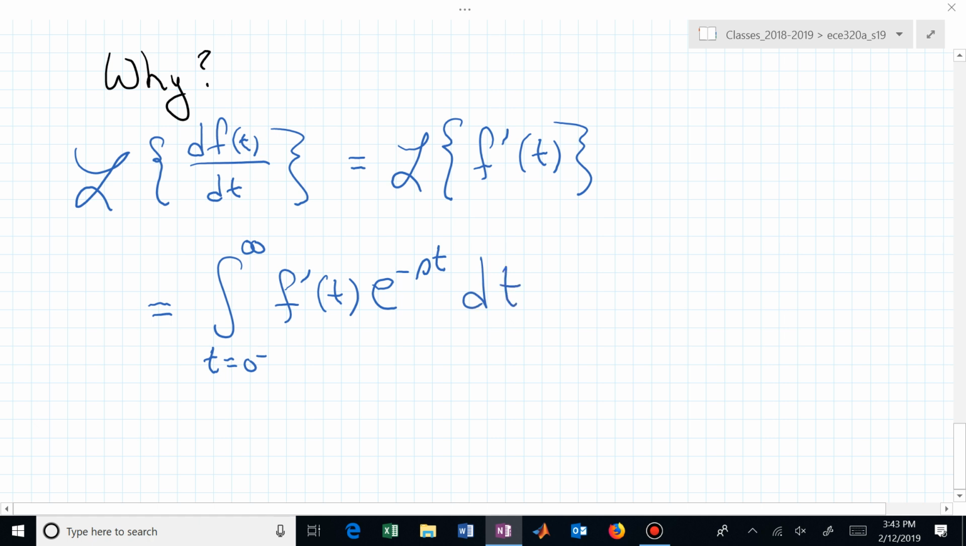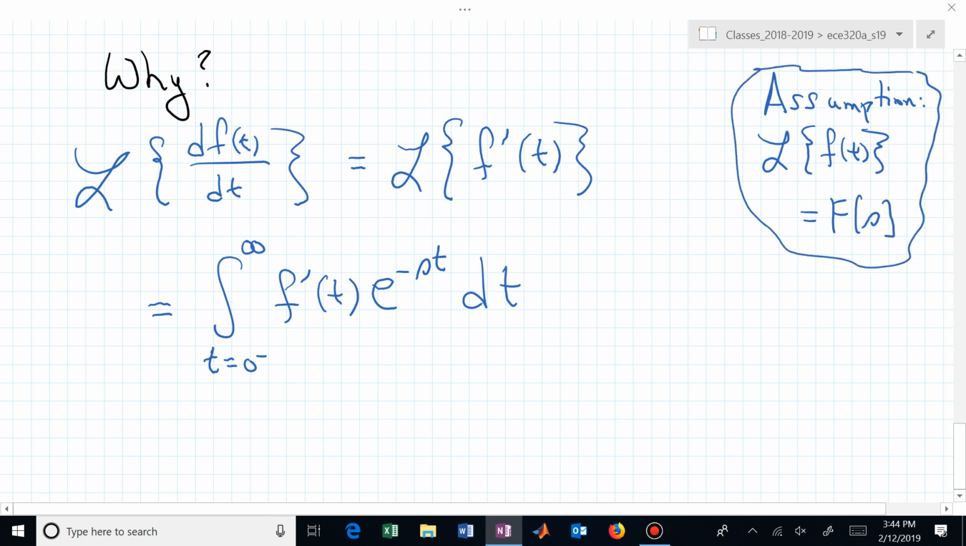And we're assuming that little f of t, not differentiated, does have a Laplace transform. That the Laplace transform of f of t is well behaved, so we're assuming that it already has a Laplace transform. The assumption that we're using is that the Laplace transform of f of t is F of s. That's on the side of our paper. We're assuming that that's the case.